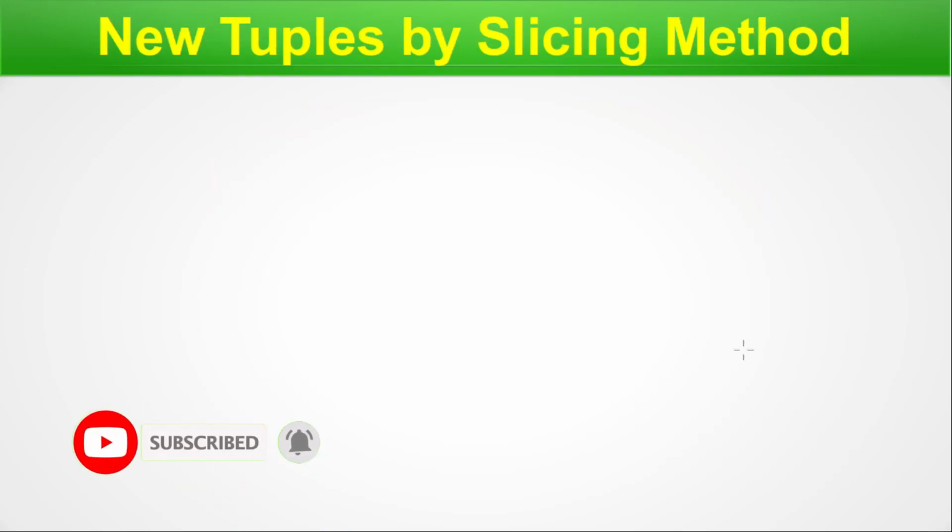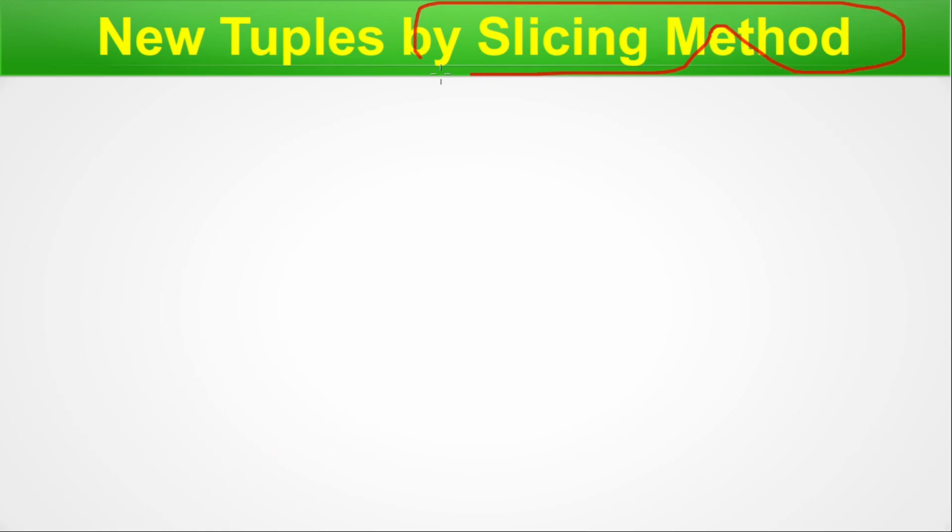Now in this slide, we talk about the slicing method to get some new tuples from an existing tuple. This is not unpacking; this is a slicing method which we already discussed in lists, and we'll see how that is done for tuples. Here goes our code. The first line is our Python interpreter. Next, we have the tuple with numbers from 1 to 10.